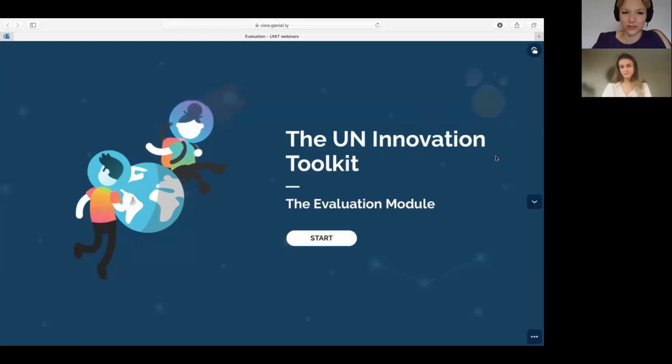Those of you who have joined before will know that we have the 5 modules: strategy, partnerships, architecture, culture, and evaluation, the focus of our discussion today. Each of them is critical to promoting innovation in organizations. So today we're diving deeper into this last module.